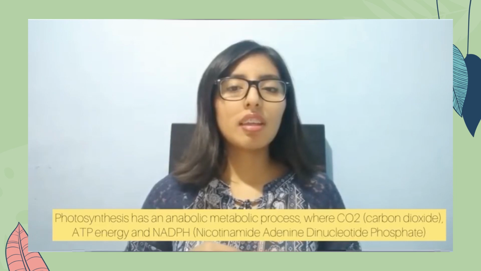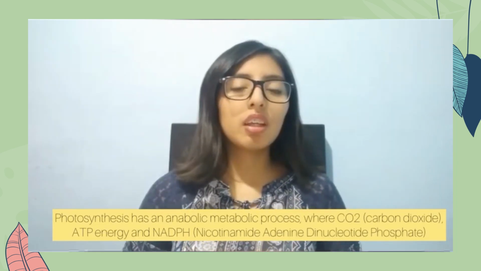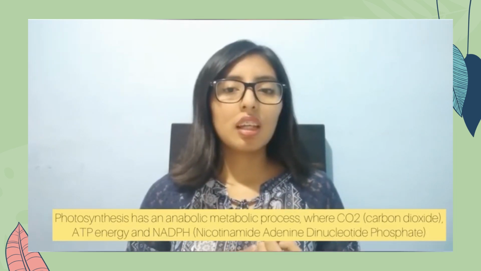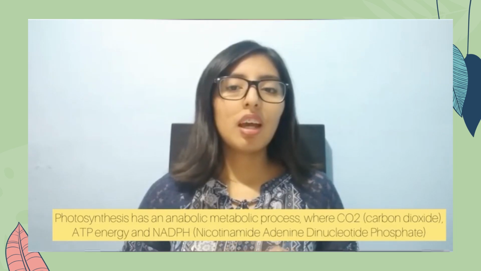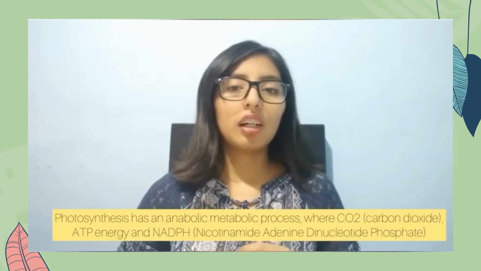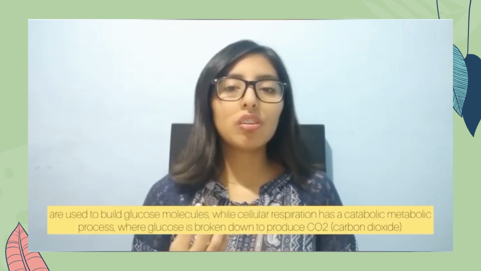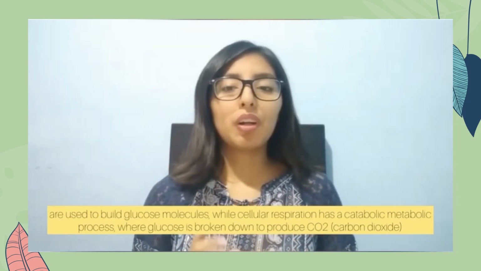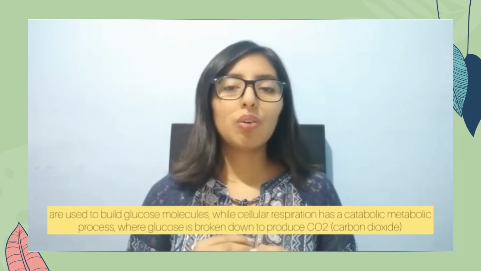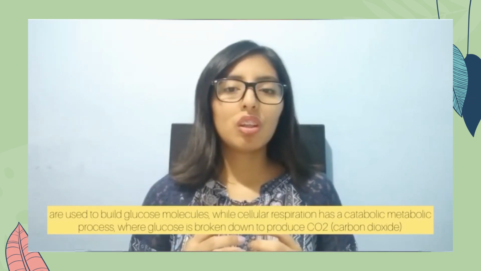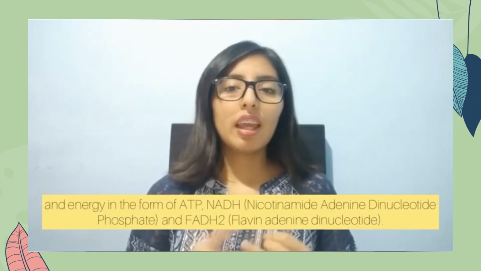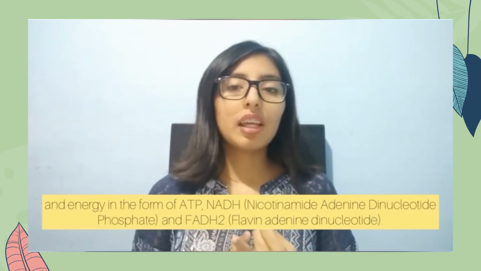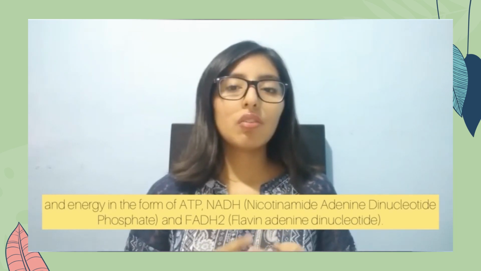Photosynthesis is an anabolic metabolic process where carbon dioxide, ATP energy, and nicotinamide adenine dinucleotide phosphate are used to build glucose molecules, while cellular respiration is a catabolic metabolic process where glucose is broken down to produce carbon dioxide and energy in the form of ATP, nicotinamide adenine dinucleotide, and flavin adenine dinucleotide.